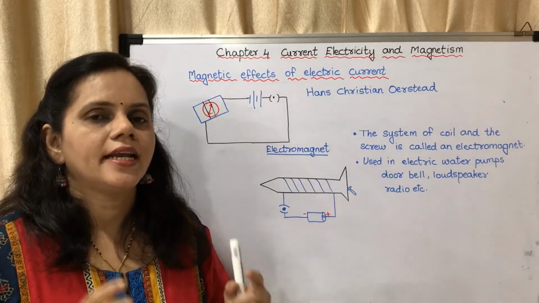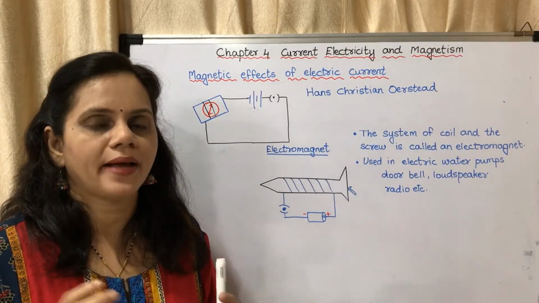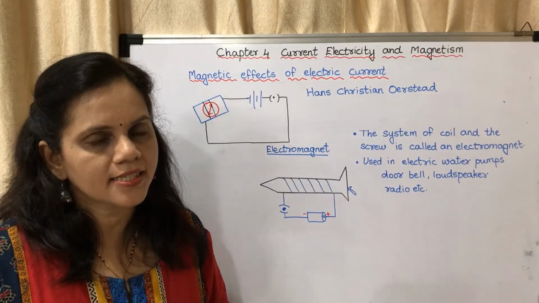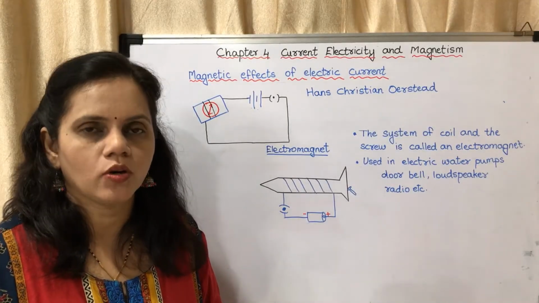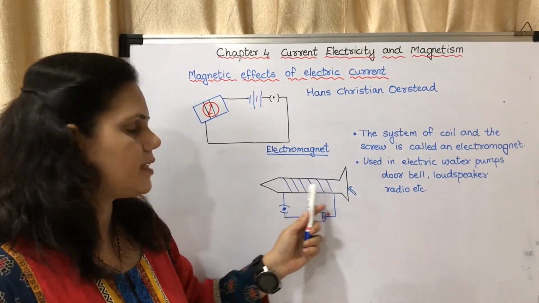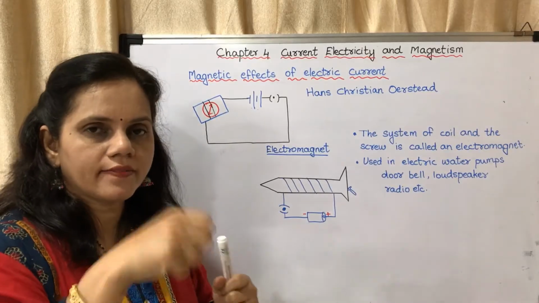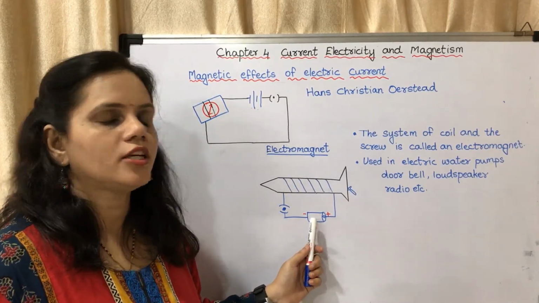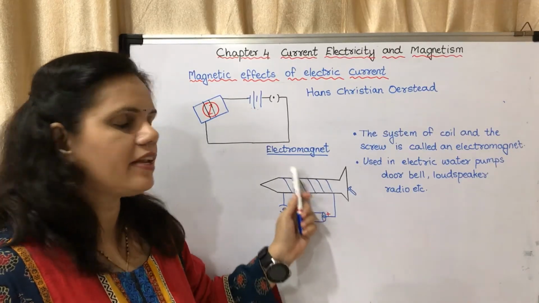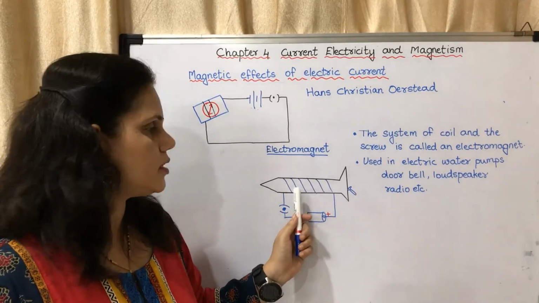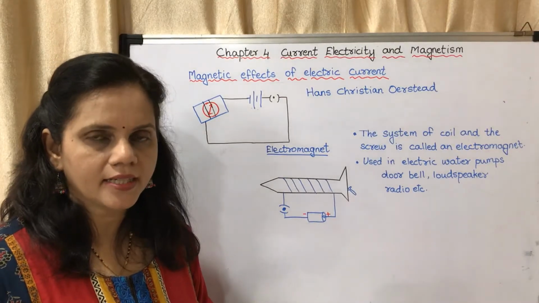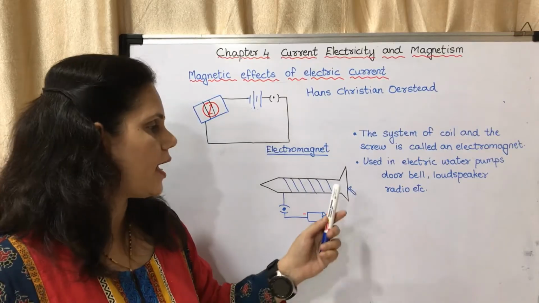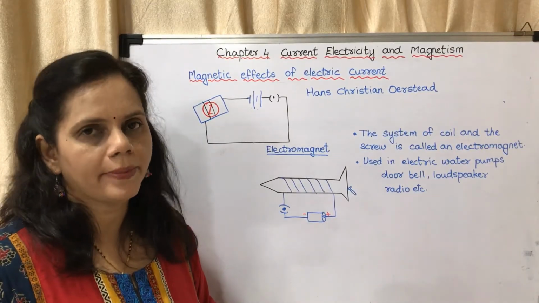I repeat, electromagnet means there is magnetism when there is electricity. When there is no electricity, there is no magnetism. Here there is a nail. They have wound the wire around the nail. It is connected to a cell. When you switch it on, the current will flow. When the current flows, this wire will act as a magnet, and due to that, this nail will act as a magnet and it can attract small pins.